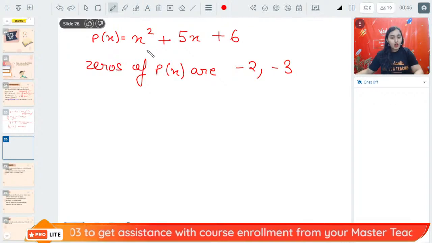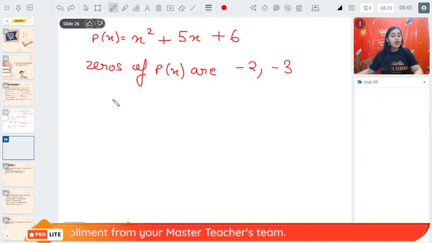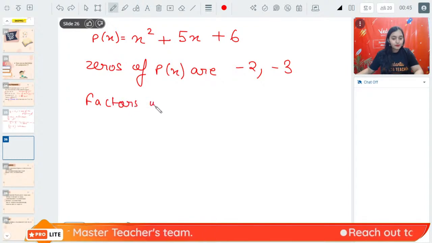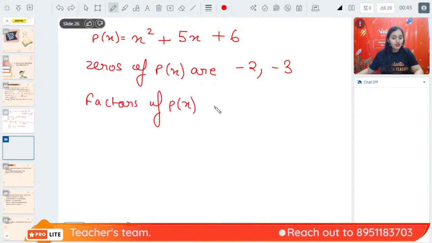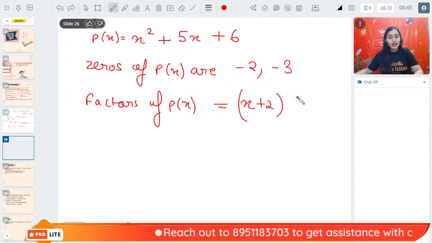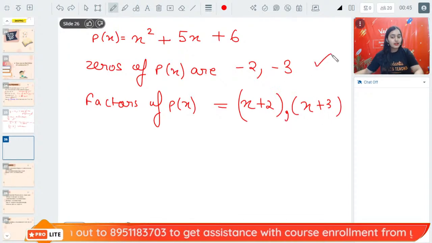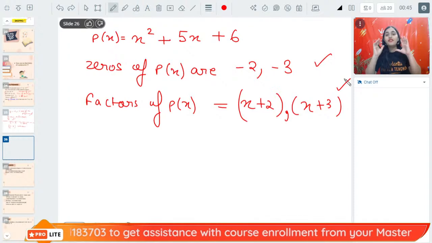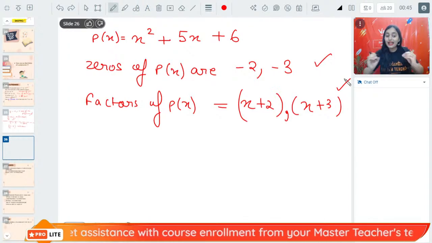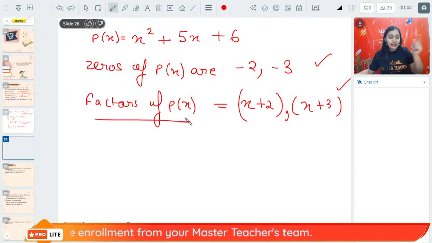Why? Because if you put minus 2, the entire expression will become 0. Right? So, what are the factors of px? The factors of px will be x plus 2 and x plus 3. Now everybody understood what is a zero and what is a factor? A factor is a polynomial which can divide the given polynomial. Okay. So factor is a polynomial.